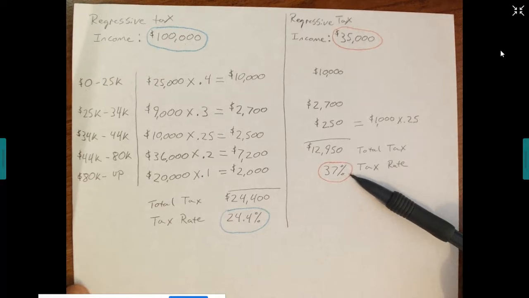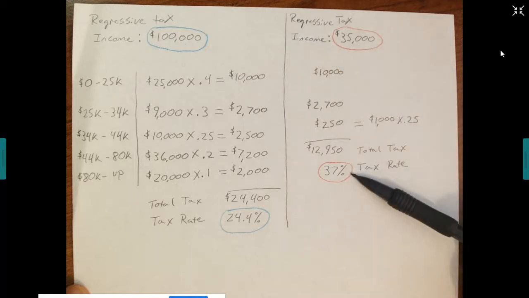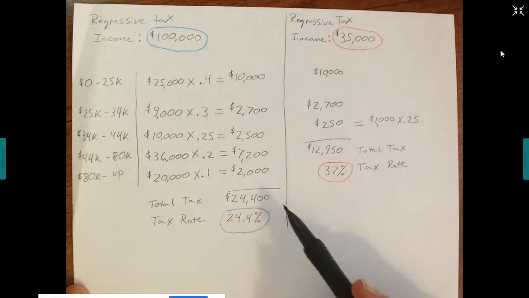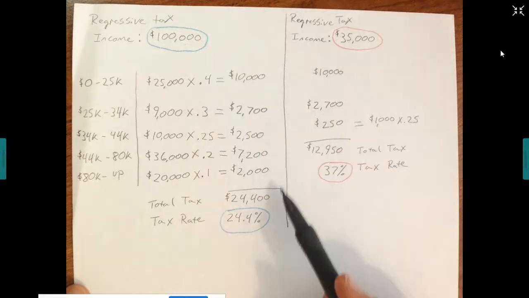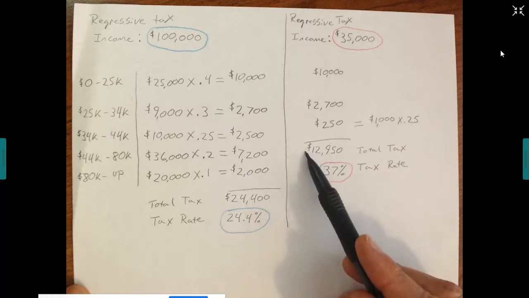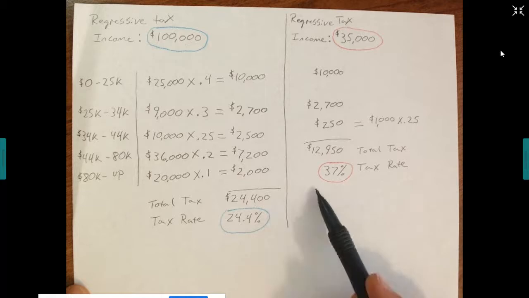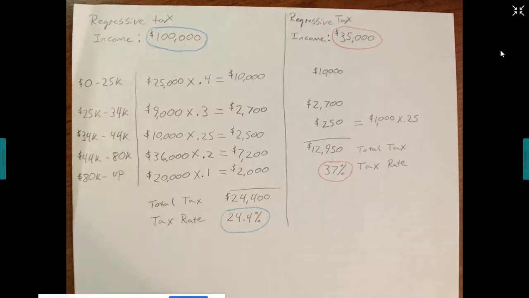Please notice that as your income is actually lower, the percentage that you pay in taxes is higher. The higher level income still pays a higher dollar amount. $24,000 is greater than $12,000. However, the percent that actually goes towards paying that tax is much lower. This is how you calculate the different forms of taxes.